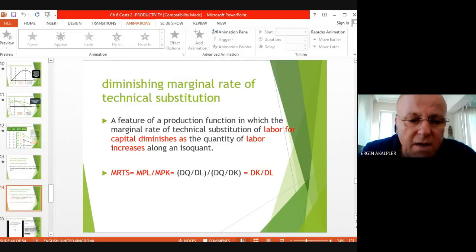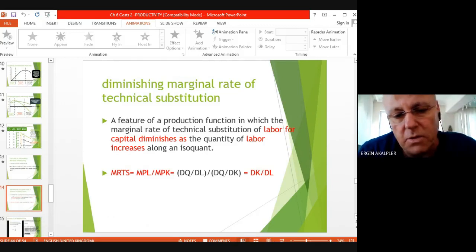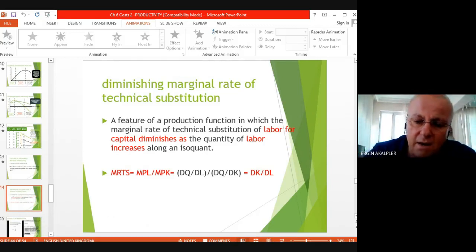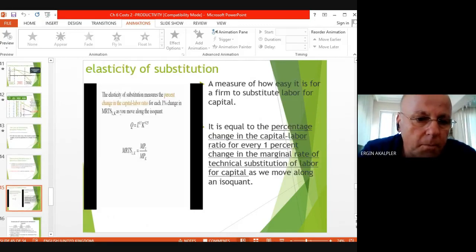And the marginal rate of technical substitution is equal to the marginal productivity of labor divided by the marginal productivity of capital, which is equal to delta Q over delta L divided by delta Q over delta K, and this is, of course, delta K over delta L, which is the marginal productivity of labor divided by the marginal productivity of capital, equal to delta K over delta L, which is, of course, the derivation of these two together in a given scenario, which shows the differences between capital and labor.